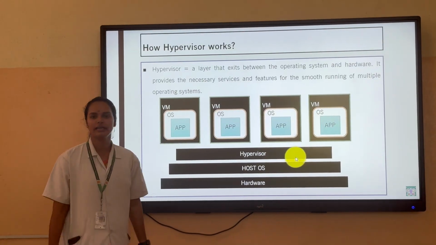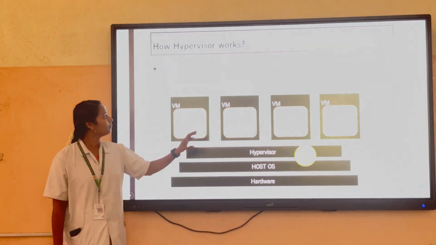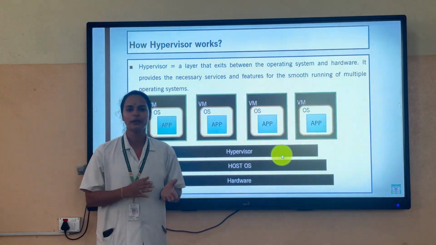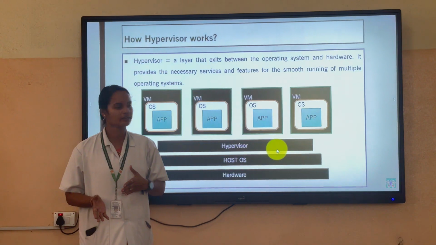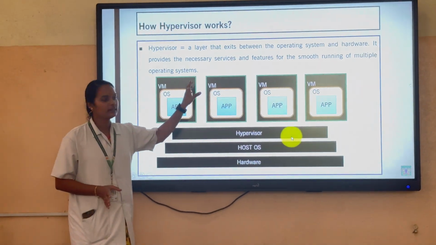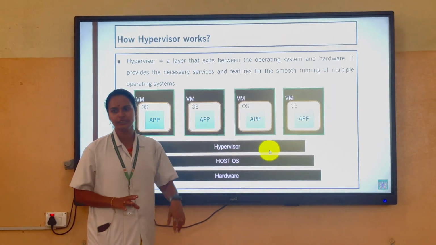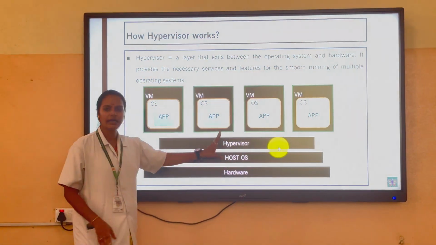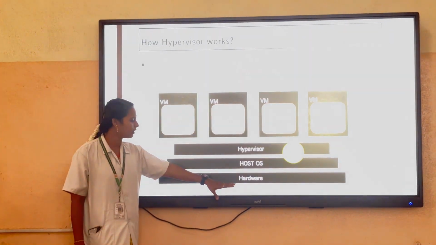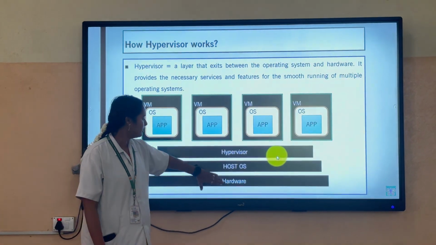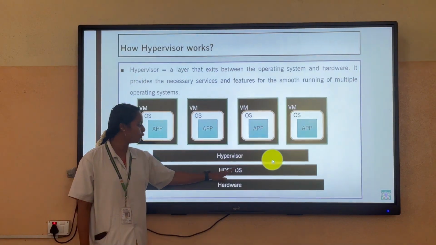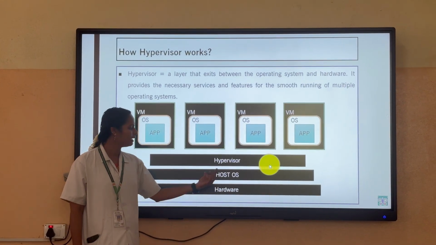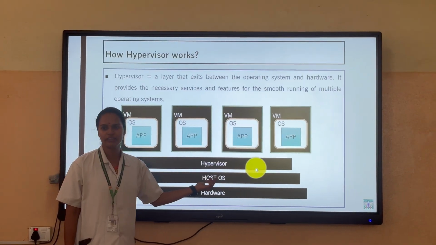Next is how the hypervisor works. The hypervisor is a layer which exists between the operating system and the physical hardware. It also provides the necessary services and features for smooth running of the operation. This is the hypervisor architecture. From the base we have the physical hardware. Above that we have the host operating system which supports this hardware. Above that we have the hypervisor layer.